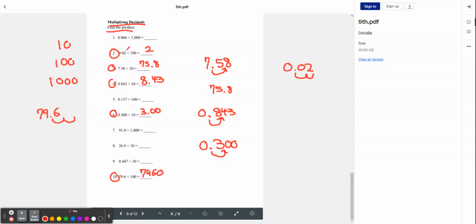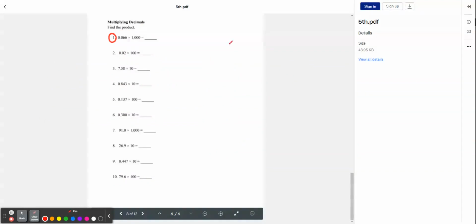Now let's try multiplying by 1,000. Let's get 1. 0.066 times 1,000. This time we're going to move the decimal point to the right 3 times. And we get 66. Let's try 7. 91.0 times 1,000. We're going to move the decimal point to the right 3 times. So we get 91,000 as our answer.